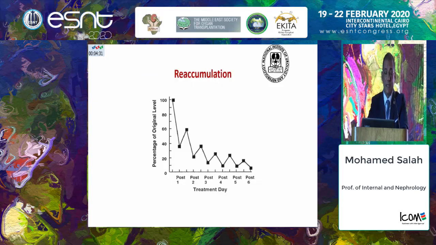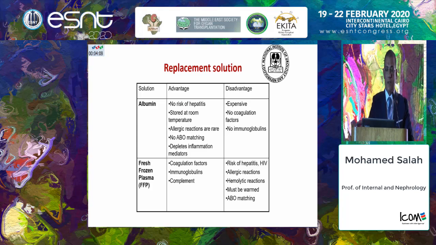Reaccumulation is important when we design the session of plasmapheresis for the patient. We have to know that the reaccumulation rate is high in the first 3 days, and then it goes down steadily. And that's why in most protocols, the first 3 sessions are usually performed daily, and then you can go for an every other day protocol in most of the cases.